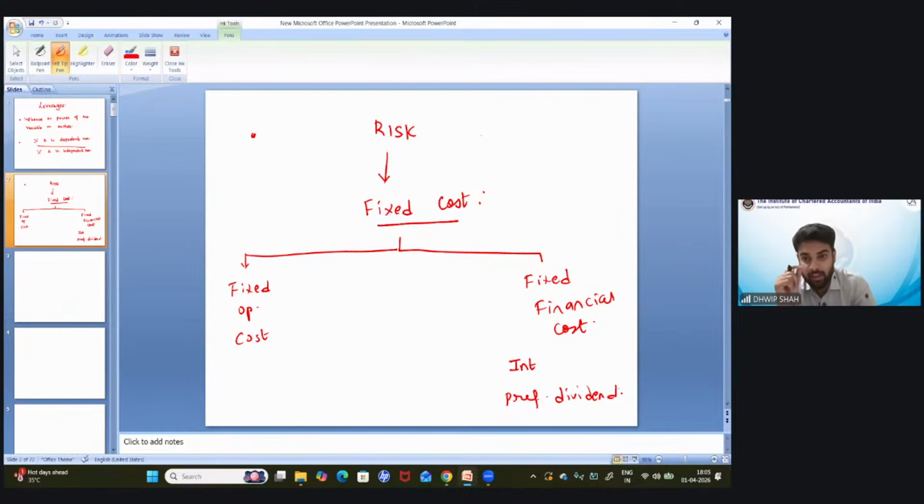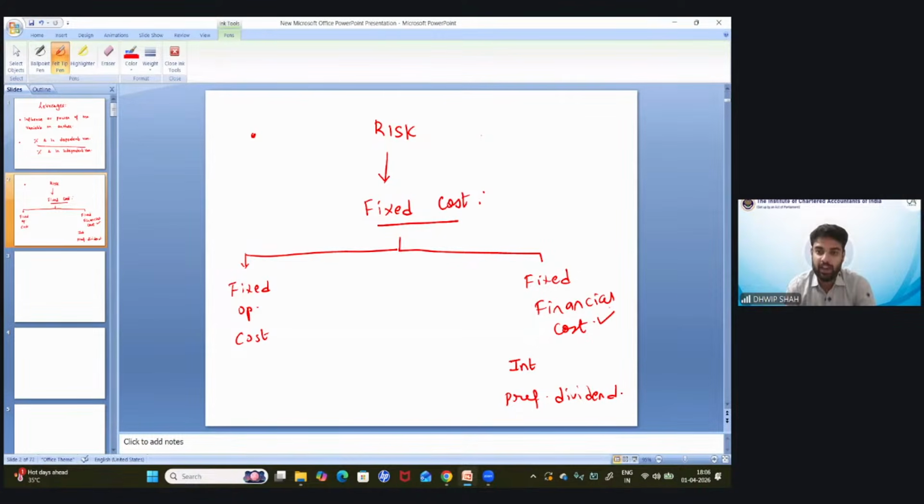हाँ, equity dividend can be a financial cost, but it is not a fixed financial cost. Why? Because equity dividend देना नहीं देना वो board of directors के हाथ में. अच्छा, board of directors agree भी करे फिर भी that needs to be approved by the shareholders. Correct? So equity dividend is a financial cost, but it is not a fixed financial cost. ठीक है? It is optional financial cost.